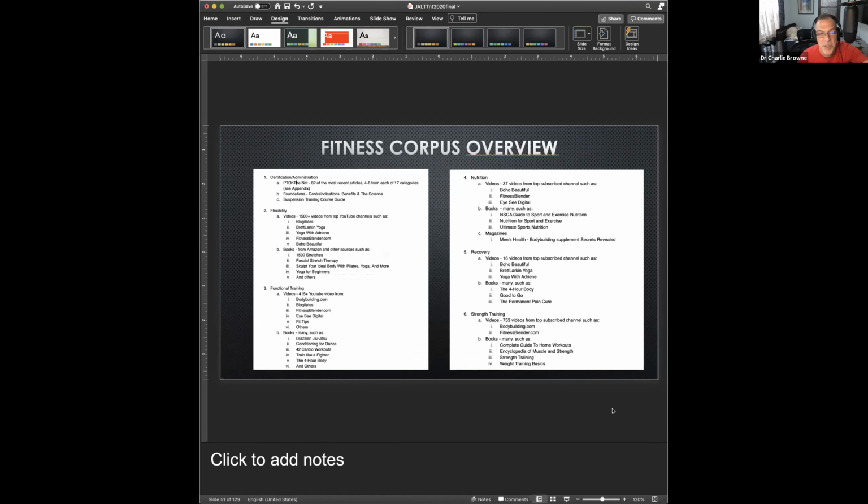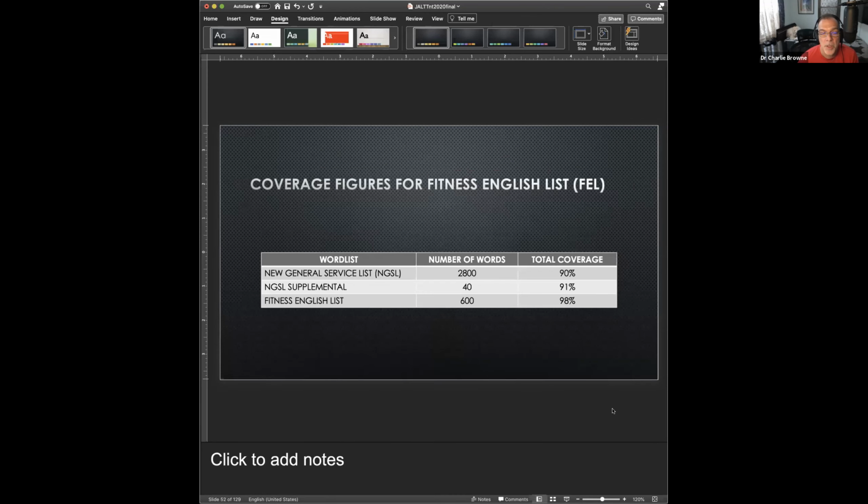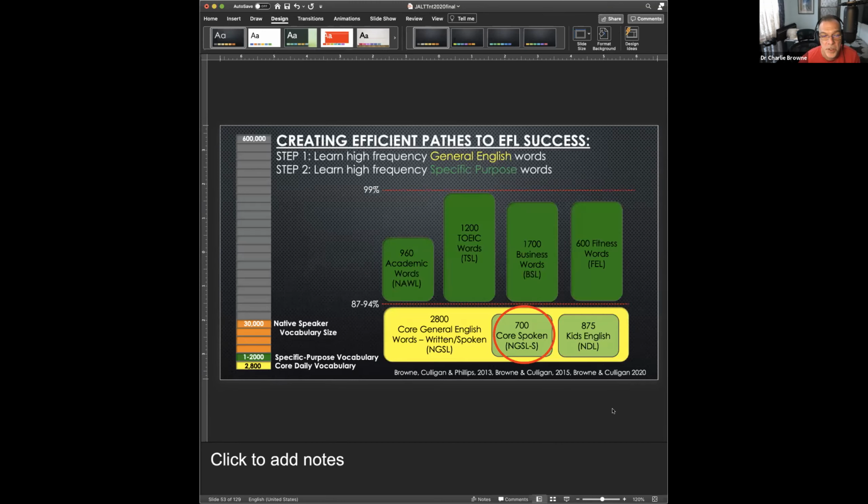This is a more detailed version. You can also see this on the website. And what we found was about 98% coverage. We got 98% coverage with only 600 additional words. So 2,800 NGSL words and 600 fitness words. We're getting very, very high coverage. So another very useful SP word list, if you're doing anything with fitness English.